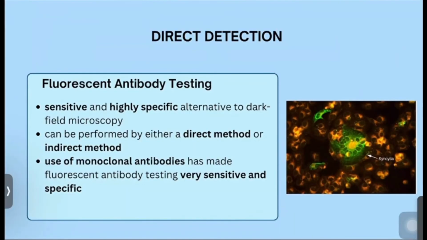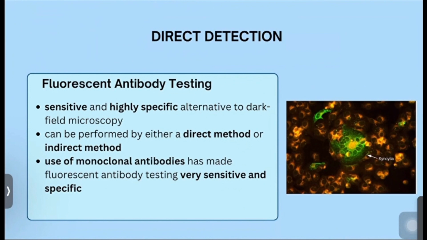I'm Kate Faye R. Ramos and I'll be discussing the fluorescent antibody testing. Fluorescent antibody testing is a sensitive and highly specific alternative to dark field microscopy. It can be performed by either the direct or the indirect method. The direct method uses a fluorescent labeled antibody conjugate to T. pallidum, while the indirect method uses an antibody specific for T. pallidum and a second labeled anti-immunoglobulin antibody. The use of monoclonal antibody has made fluorescent antibody testing very sensitive and specific.